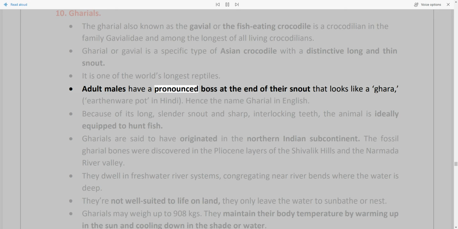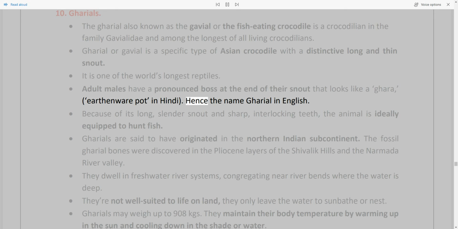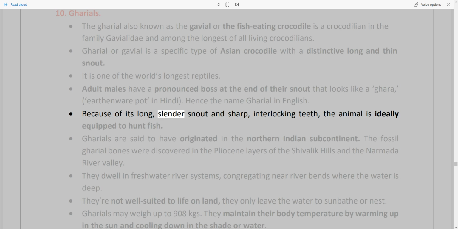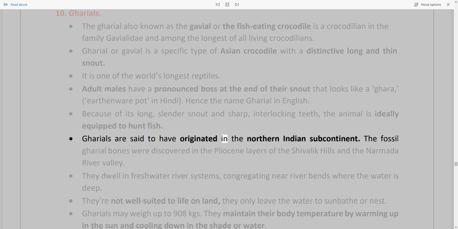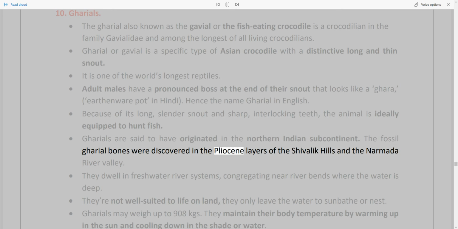Adult males have a pronounced boss at the end of their snout that looks like a ghara, earthenware pot in Hindi. Hence the name gharial in English. Because of its long, slender snout and sharp, interlocking teeth, the animal is ideally equipped to hunt fish. Gharials are said to have originated in the northern Indian subcontinent. The fossil gharial bones were discovered in the Pliocene layers of the Shivalik Hills and the Narmada River Valley.